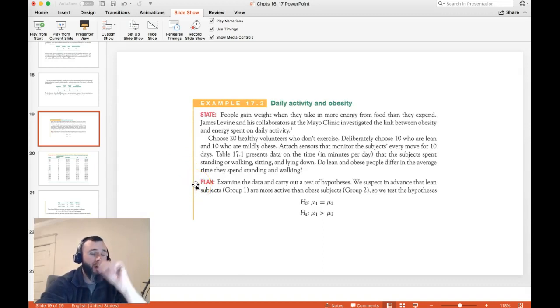So here's how we're planning this. We suspect in advance that lean subjects are more active than obese subjects, and so we test the hypothesis. The null hypothesis is that the 2 groups are equal, and again, lean is group 1 and obese is group 2. So this is mu1 and mu2. We're saying that they're equal. That's our null hypothesis. And then our research hypothesis, or the alternative hypothesis, is that mu1 is greater than mu2. So we're choosing this as a one-tailed, where mu1 is greater than mu2, because we suspect in advance that group 1 is more active. That's how we're setting this up. So group 1 more active than group 2, or mu1 greater than mu2.